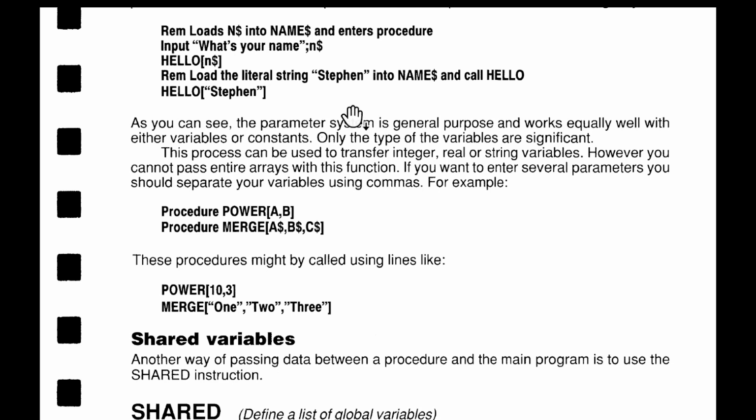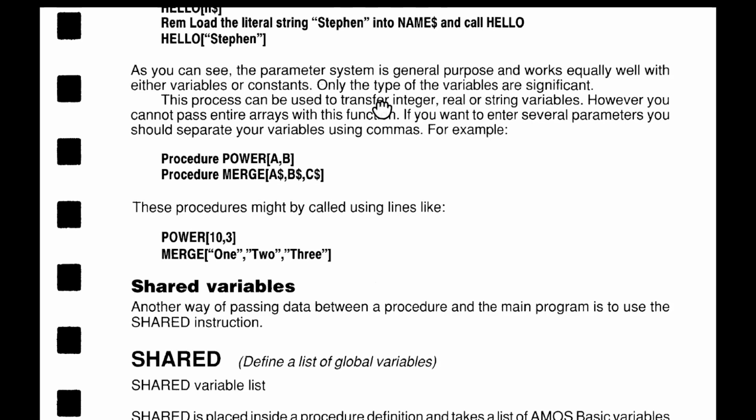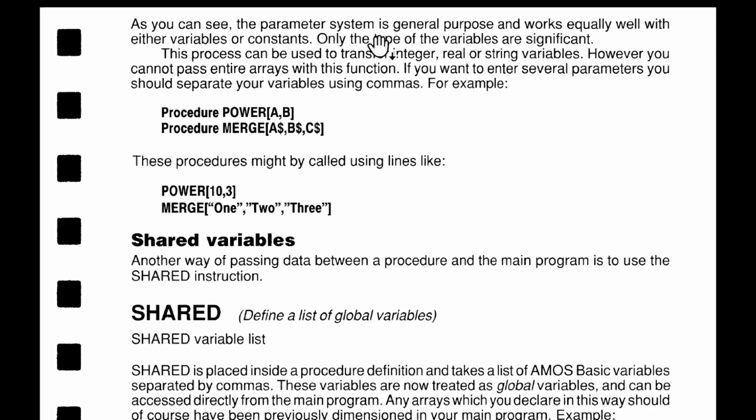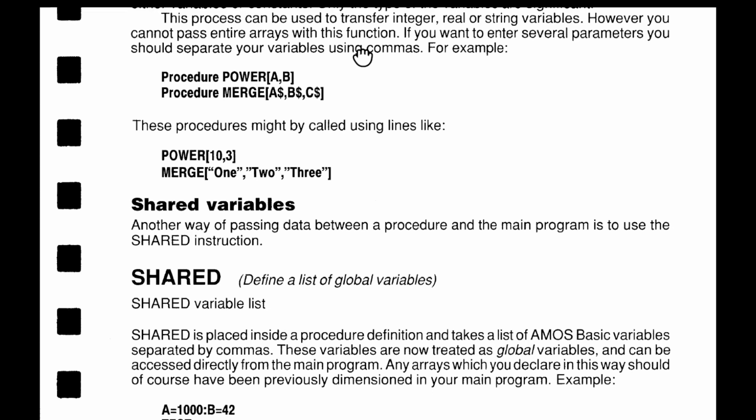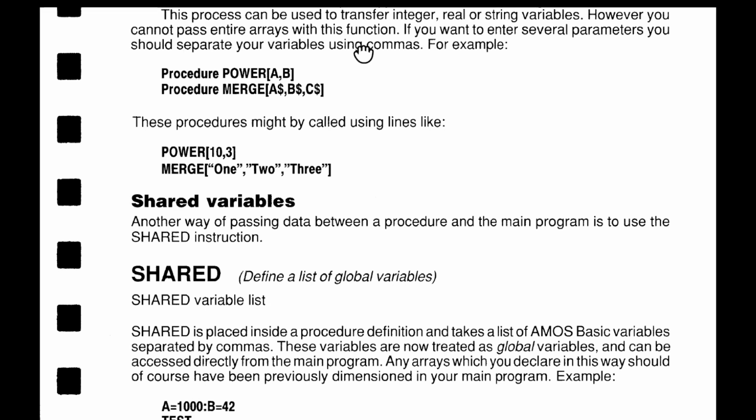Rem loads END$ into NAME$ and enters procedure. Input "What's your name";END$: HELLO[END$]. Rem load the literal string "Steven" into NAME$ and call HELLO: HELLO["Steven"]. Hello Steven. As you can see, the parameter system is general purpose and works equally well with either variables or constants. Only the types of the variables are significant. This process can be used to transfer integer, real, or string variables. However, you cannot pass entire arrays with this function.